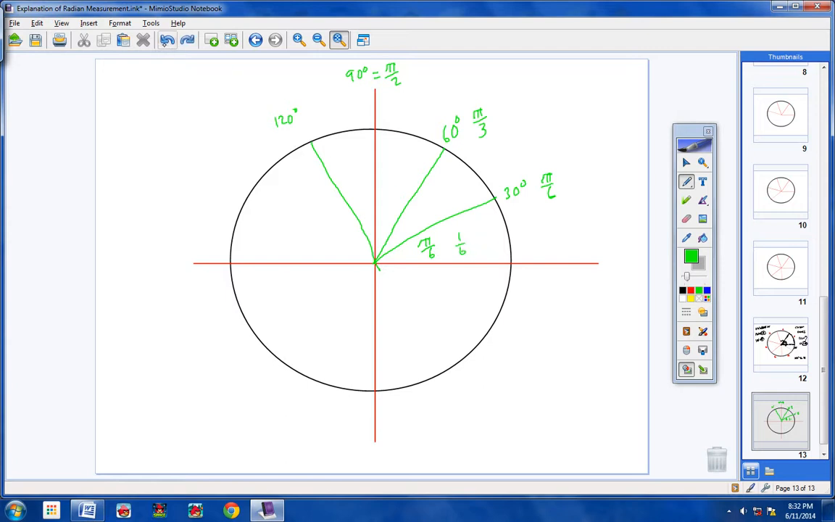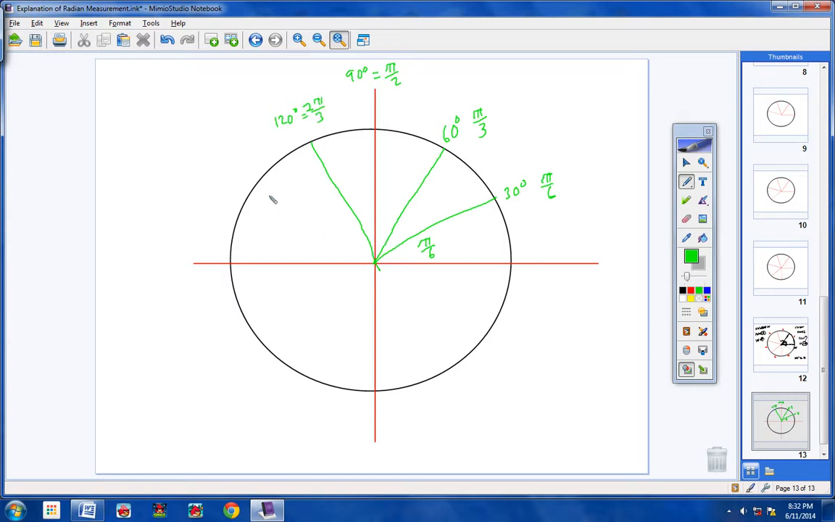Now, if I go another 30 degrees, that would be 120 degrees. And remember, each one of these little pieces of the pie here is pi over 6, or you could say 1/6 pi if that helps you. So I have 1/6, 1/6, 1/6, and 1/6. Well, if you take 1/6 plus 1/6 plus 1/6 plus 1/6, you will get 4/6, which reduces to 2/3, and 2/3 pi would be the same thing as 2 pi over 3.